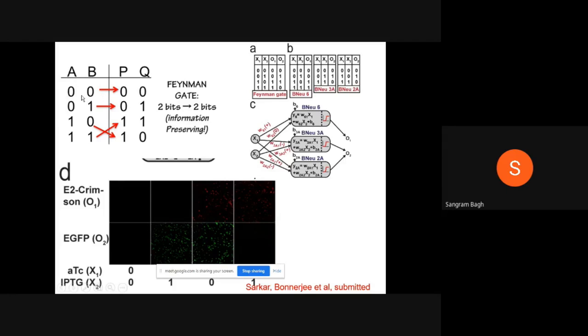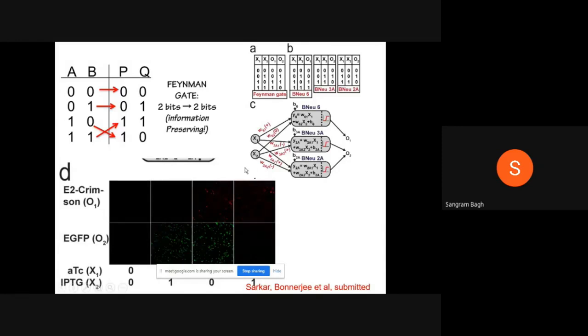But here you can see that for A and B, if it is 0, 0, the P and Q output is also 0, 0. If it is 0, 1, it is 0, 1. If it is 1, 0, it looks like 1, 1 here. Definitely the output is not preserved in a straight way, but in a zigzag way it is preserved. So this 1, 0 comes here as 1, 0, and this 1, 1 comes here as 1, 1. So you can see that information is preserved. With these things we developed this Feynman gate with this bacteria ANN, and this is the actual result here.